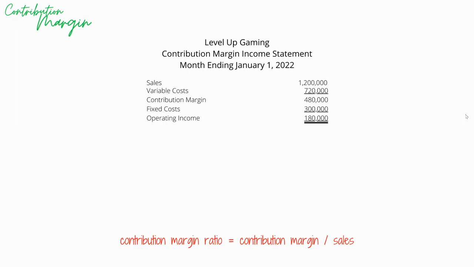Next, let's talk about the contribution margin ratio. This is determined by taking contribution margin divided by sales. In this example, the contribution margin ratio will be $480,000 divided by $1,200,000. The contribution margin ratio will be 40%.